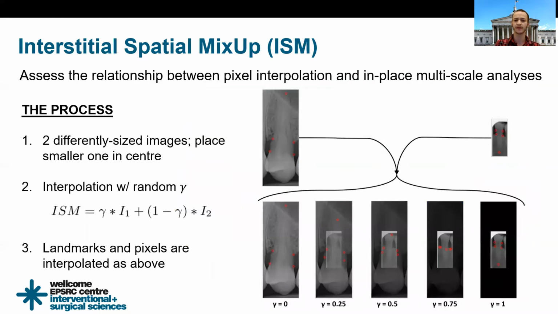Interstitial spatial mix-up. This is just showing the method for it. You have two different sized images. You put the smaller image into the center of the larger image, and they're interpolated, the larger image with the black space and the smaller image entirely with the larger image, based on a random gamma, and the landmarks are interpolated in the same method with the same gamma.